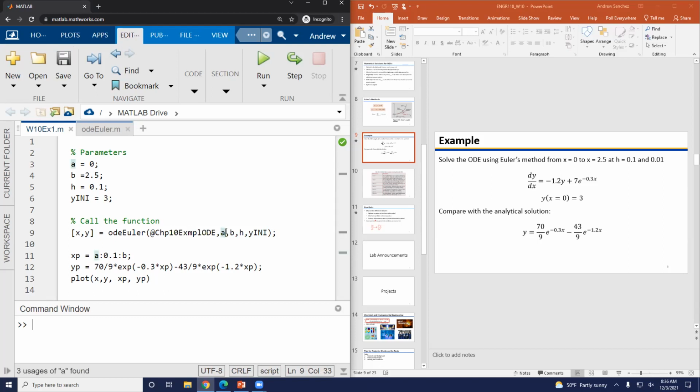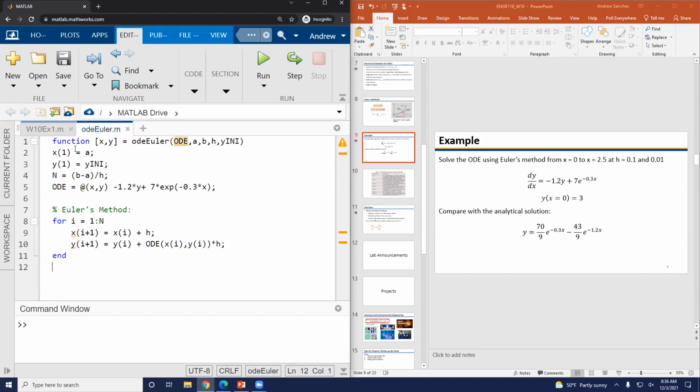So it's A and B and H. These are the inputs, these are the parameters. All right. So let's see what ODE Euler does. ODE Euler is going to call the parameters that we just defined, and then we're applying the algorithm. So let's take a look at the algorithm.